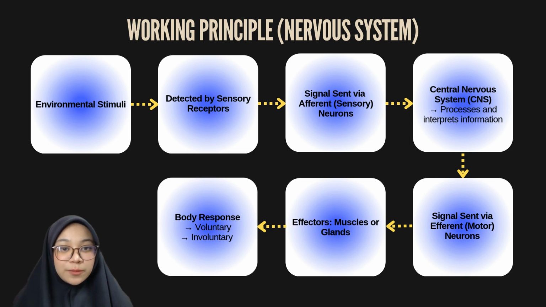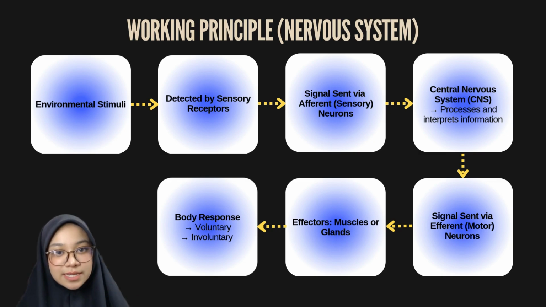Let's begin with the working principle of the nervous system. The process starts when environmental stimuli like temperature or pressure are detected by sensory receptors. These signals travel through afferent sensory neurons to the central nervous system, made up of the brain and spinal cord. Here, the information is processed and interpreted. Then the CNS sends commands through efferent motor neurons to effectors like muscles or glands, resulting in either voluntary or involuntary responses. This system functions much like an input, process, output model.